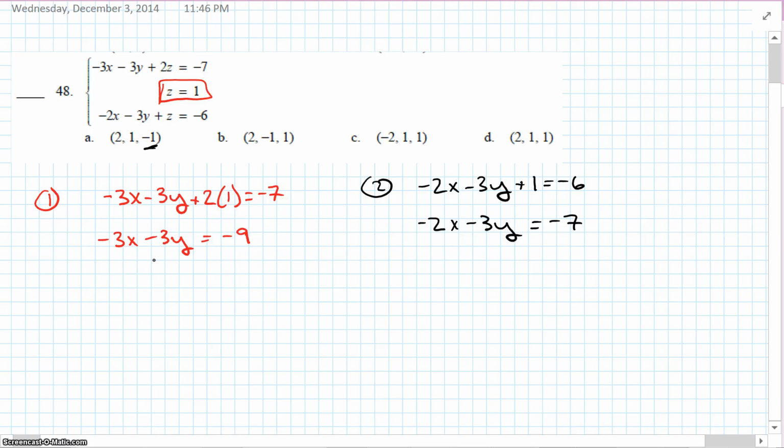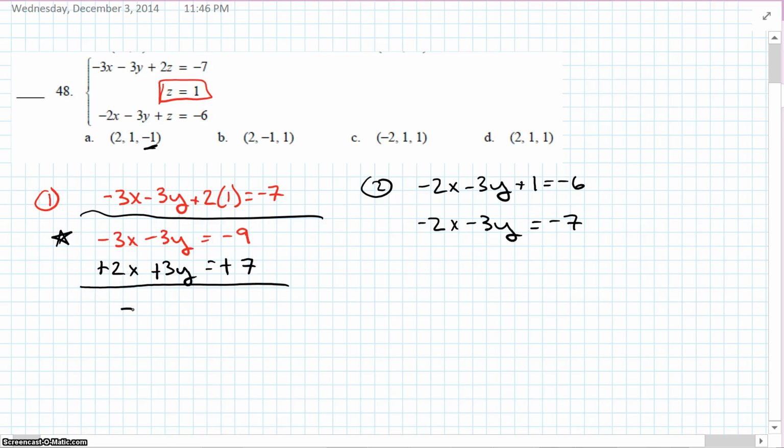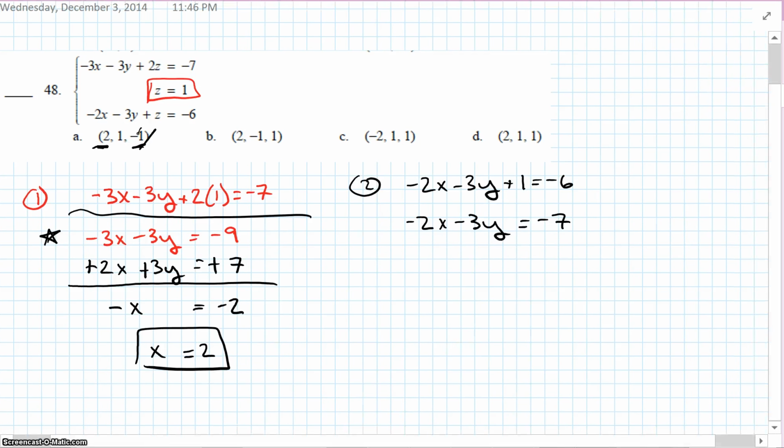So let's add these together. So here's the first one. I'm going to just start right here so we know we're using that one. And I'm going to rewrite the second one over. Negative 2x minus 3y equals negative 7. Well, let's change the signs on the bottom one so we can add them and eliminate the y. So I'm going to get negative x equals negative 2. So x then must equal 2. So my x value's got to be 2, and my z value's got to be 1. So right now it's between D and B.